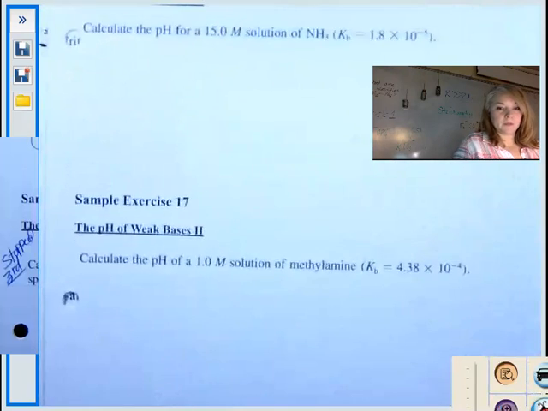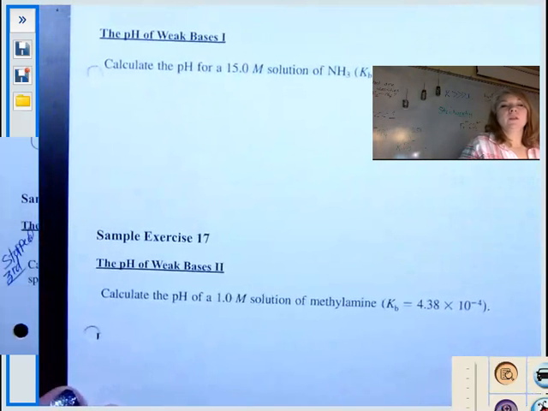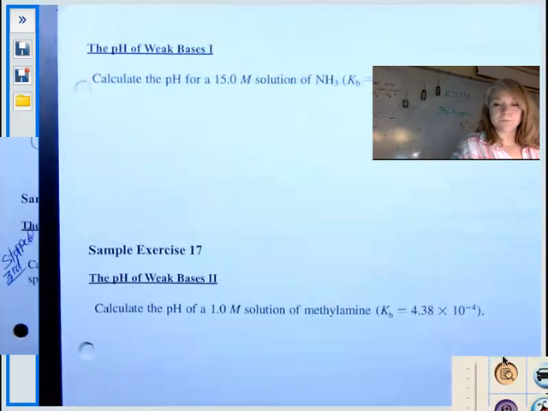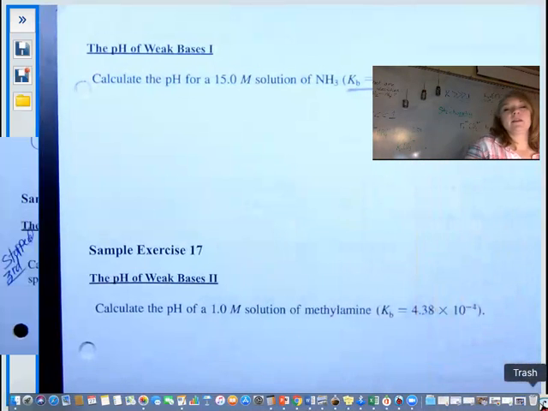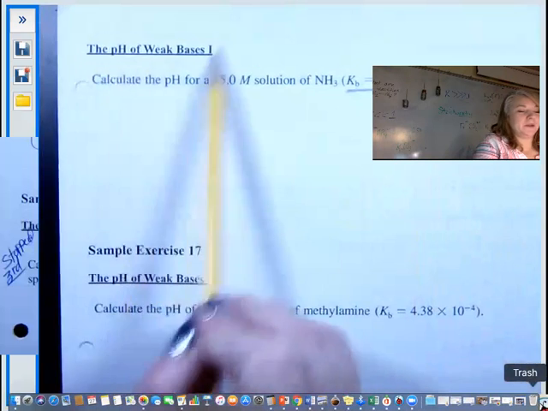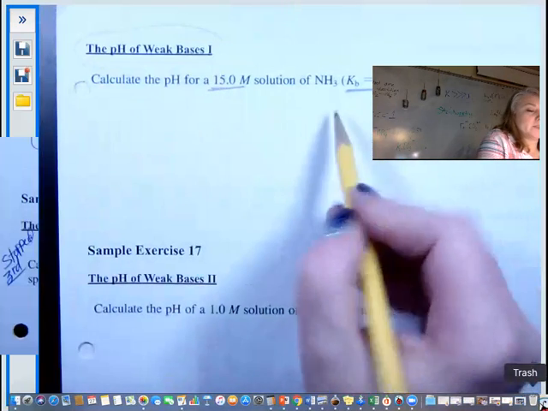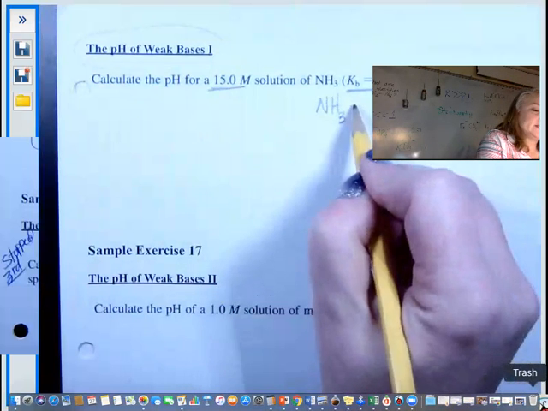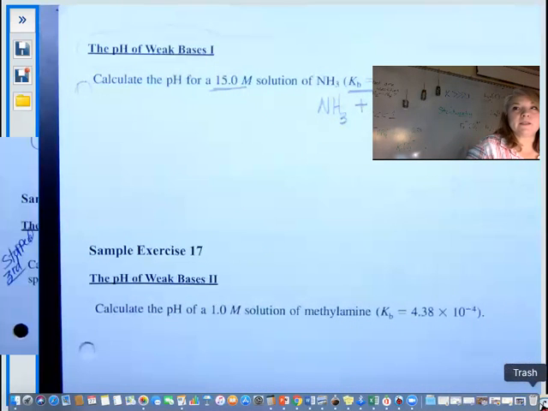Exercise 16. Okay, so now we've got the pH of weak bases. The first one says calculate the pH for a 15 molar solution of NH3. NH3. They gave you a Kb. That's a hint that it's a weak base, even if you didn't have that title up here at the top. Okay? So we've got a 15 molar solution. Your first job is to show what is happening with ammonia in water. In bases, it is a very good idea to go ahead and include water as part of the process, because remember, water is getting ripped apart. Caleb, you should be writing this down.